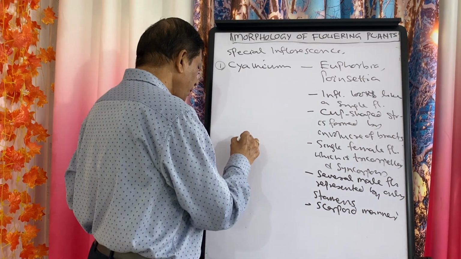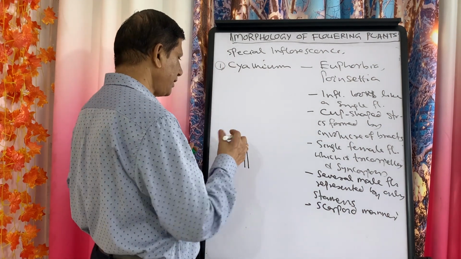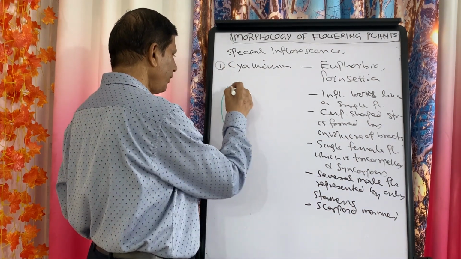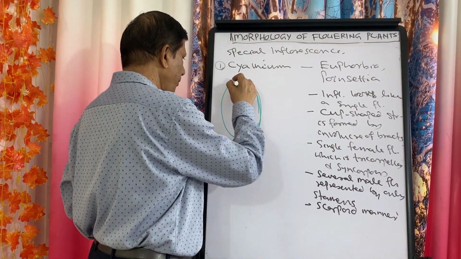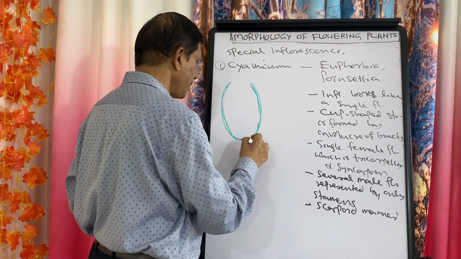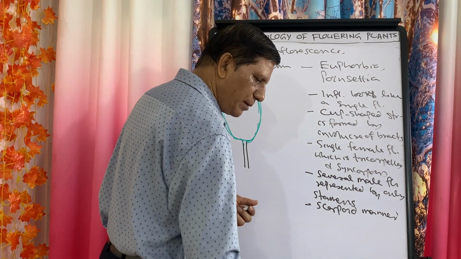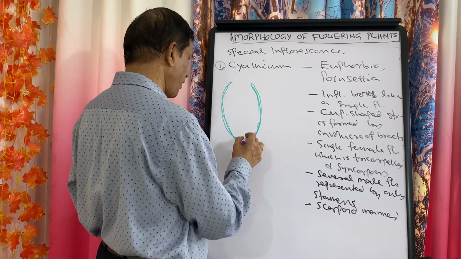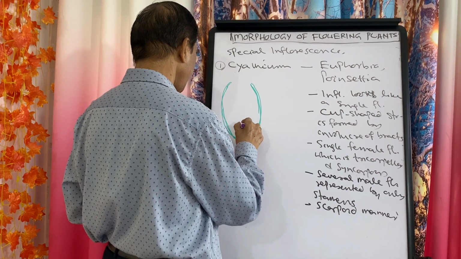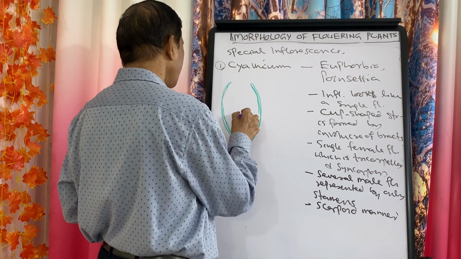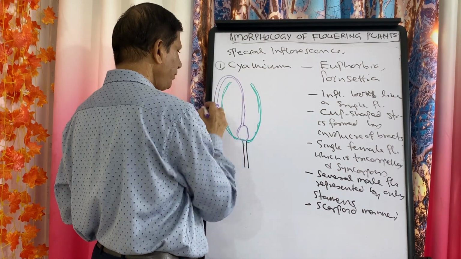That means, suppose this is the floral axis. Now, all the bracts which are present form one involucre-like structure, which appears like a cup. This is the involucre of bracts, and this is the pedicel. Now, from the base of this, there will be a single female flower, which is tricarpellary and syncarpous.